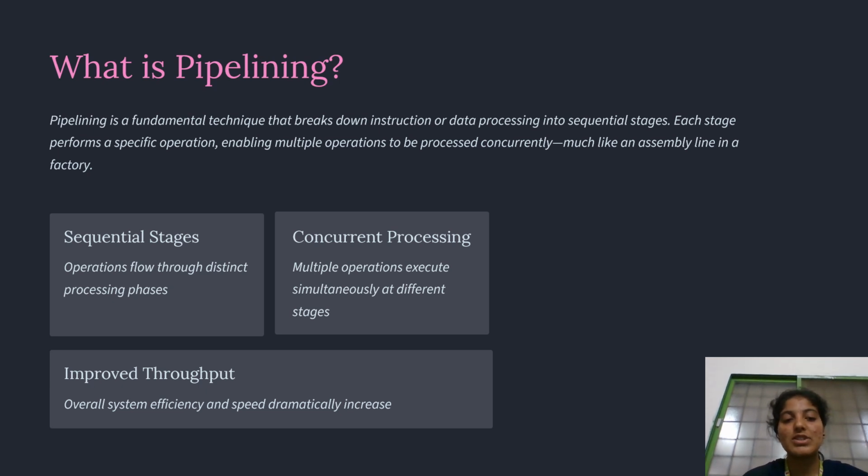First of all, sequential stages: operations flow through distinct processing phases. In concurrent processing, multiple operations execute simultaneously at different stages. Improved throughput: overall system efficiency and speed dramatically increase.